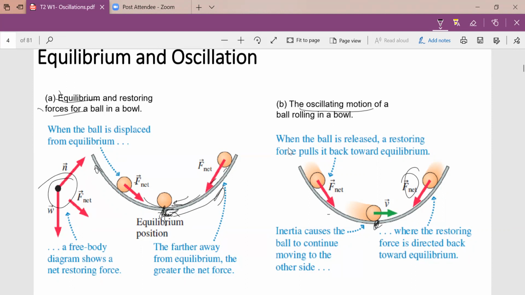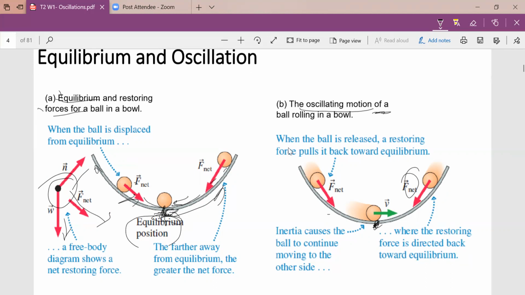So if we look at the free body diagram of this description, we see the net force acting to bring back the ball to its equilibrium position. We have the weight of the ball, and then we'll have the normal force on that ball. So if we look at the diagram in figure B, where we use the idea of equilibrium position to describe oscillatory motion, we'll see the same analogy here.